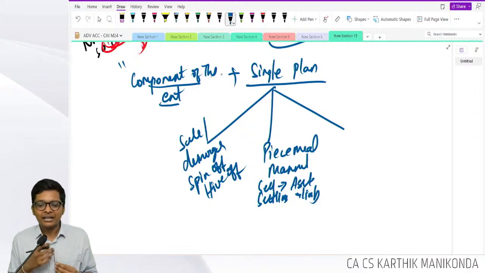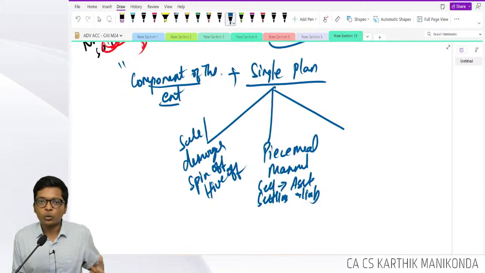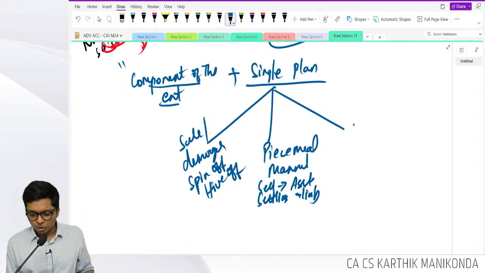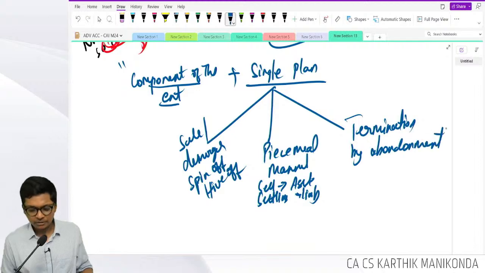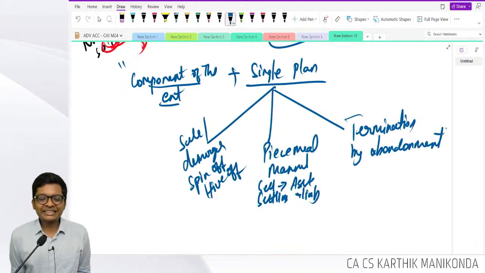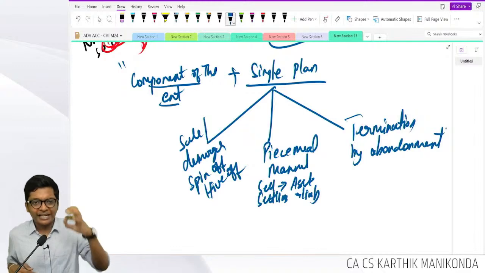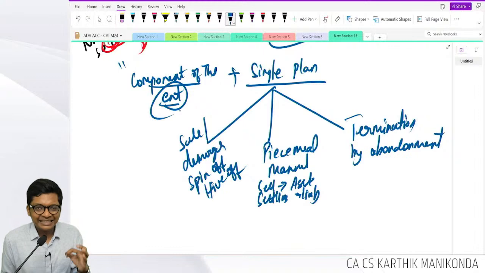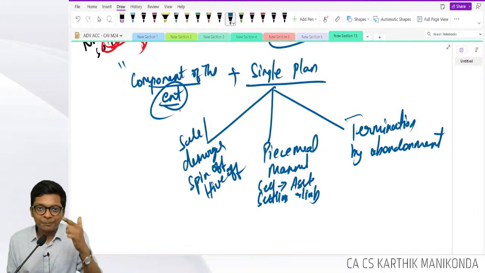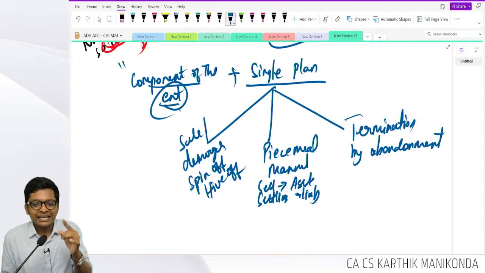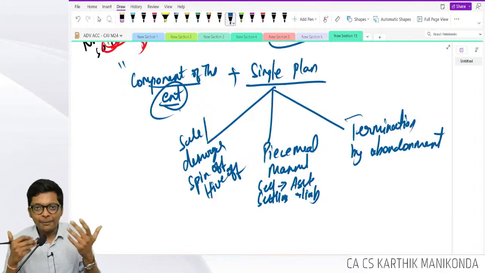Nobody wants to buy the cycle. Parts also nobody wants to buy. So what I will do, throw that cycle on the road and go. That is called termination by abandonment. Follow, guys. Discontinuing operation is a component of the enterprise that the entity pursuant to a single plan sells the entire component, demerger, spin-off or hive-off, or the entity's assets are sold in a piecemeal manner and liabilities settled individually, or terminated by abandonment.